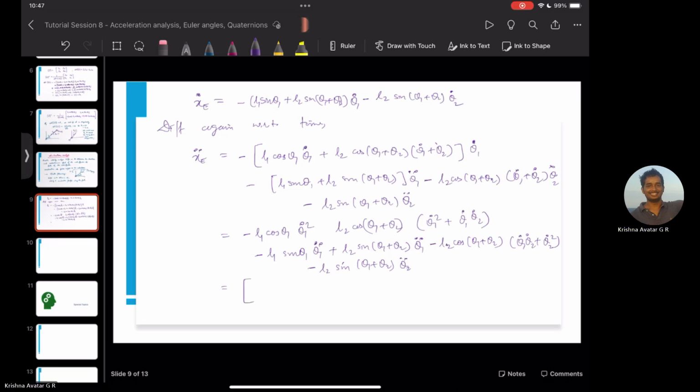Right, now let's just collect terms with say theta 1 dot squared terms. And before that, let's see, here it should have been minus. Do any of these terms cancel out? I don't think we're able to cancel out, so let's have it as minus L1 cosine theta 1, then we have minus L2 cosine theta 1 plus theta 2. This will be theta 1 dot squared. Then the rest is L1, minus L2.